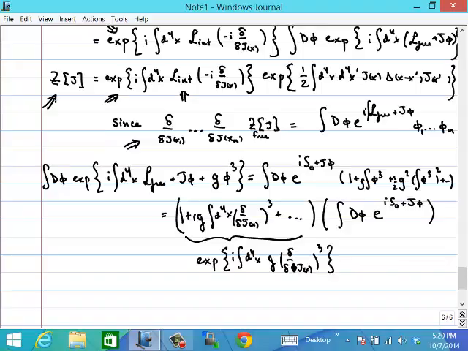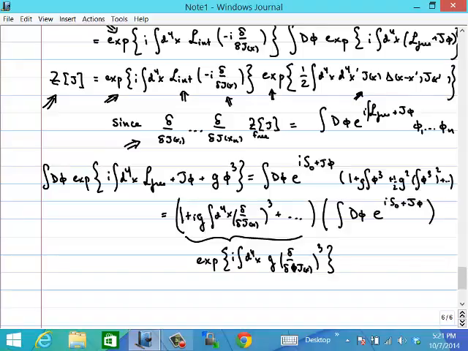Let's take that expression there. So I have an exponential of this function that involves a bunch of derivatives with respect to j, and I have an exponential of something which has a bunch of j's in it. Okay. So all I need to do is start expanding out and acting these d by dj's on these j's over here.